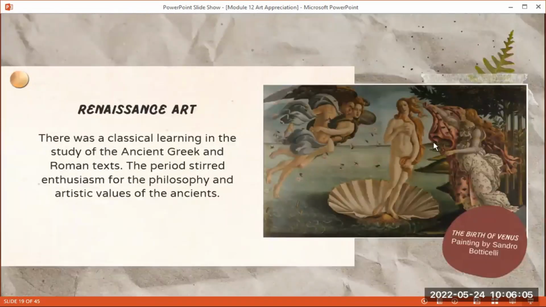Another one, we have this one, Venus. Okay, The Birth of Venus. This was created by Sandro Botticelli.